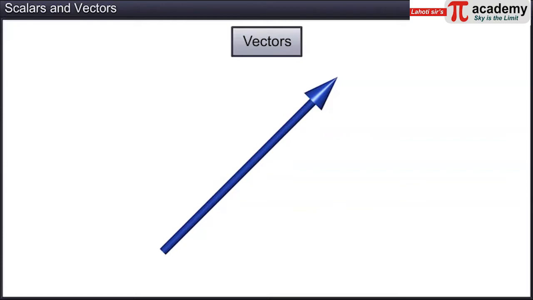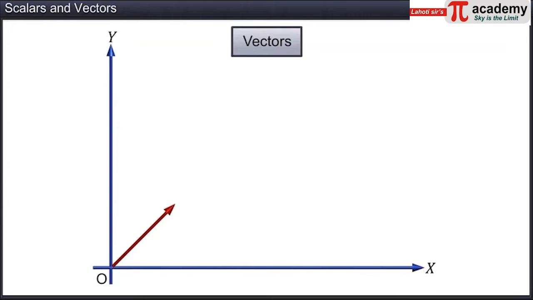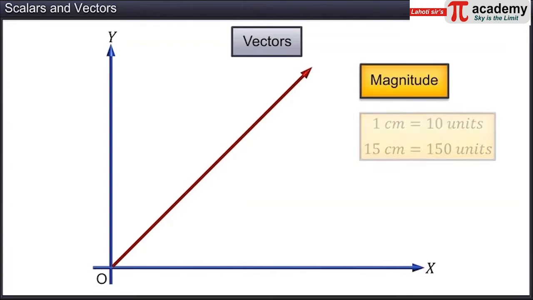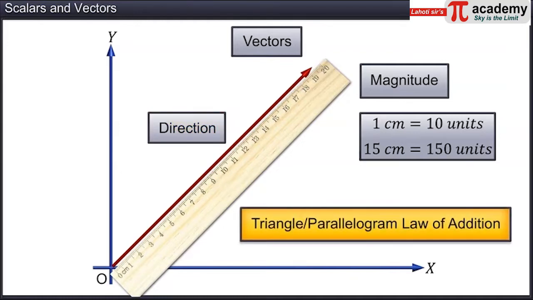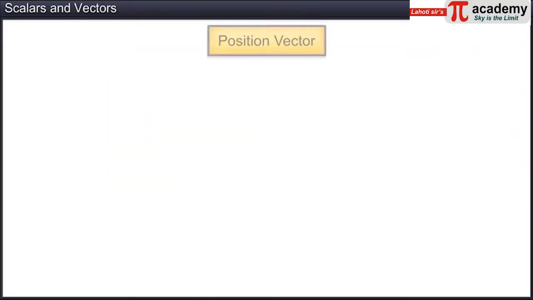Vectors are represented by a straight line with an arrowhead. The length of the line drawn to some suitable scale represents magnitude, and the line itself with the arrow represents direction. Vectors of a given physical quantity can be added only by using the triangle law of addition or the parallelogram law of addition. Let us look at what position vector means.